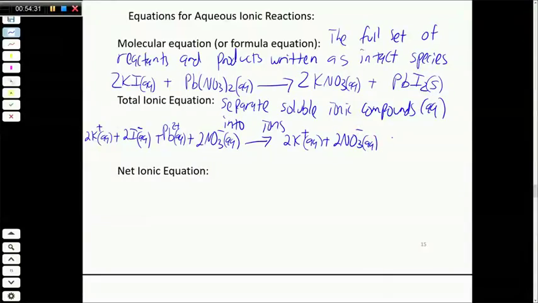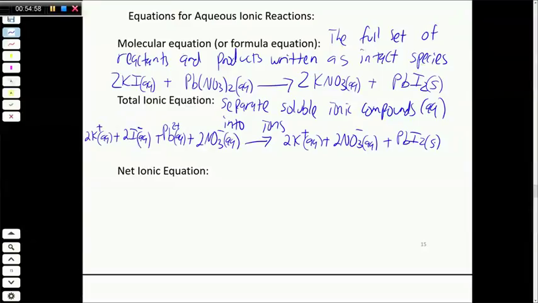But then we have to be careful. We don't want to just go crazy and separate everything. We have PbI2, but that's a solid, that's insoluble, so we don't separate that into ions. So we write that still as PbI2 solid. So only things that are soluble compounds will actually separate in solution, and so we finish it with that. So that's the total ionic equation. That has all of the ions present, all of the compounds separated into their ions.